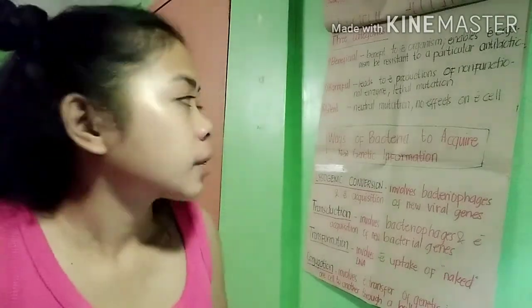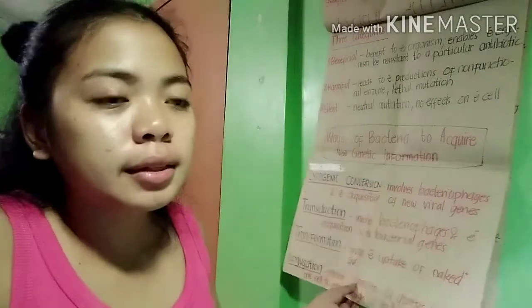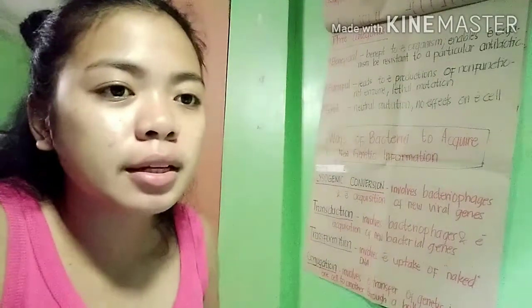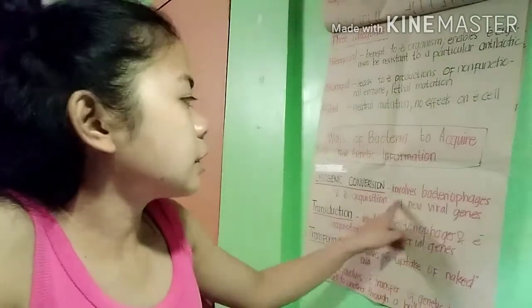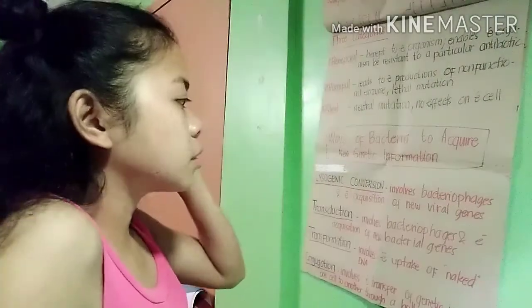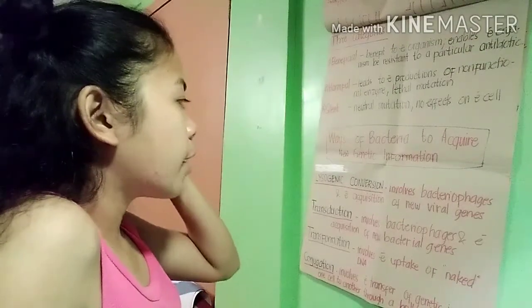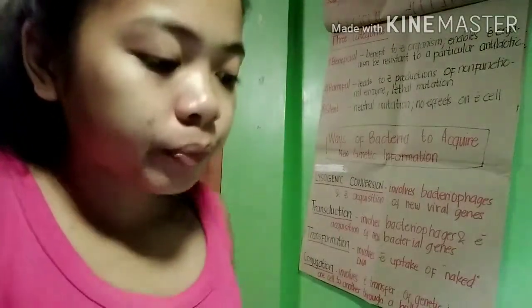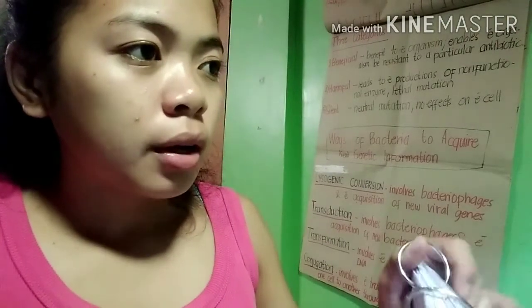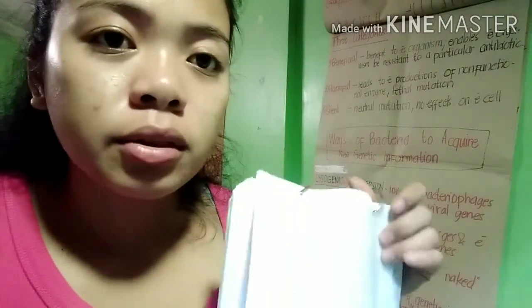So the next is ways of bacteria to acquire new genetic information. So the first one is the lysogenic conversion. So lysogenic conversion involves the bacteriophages and the acquisition of new viral genes. So di ba may nakita ito ang sinisiring na lytic cycle and lysogenic cycle.